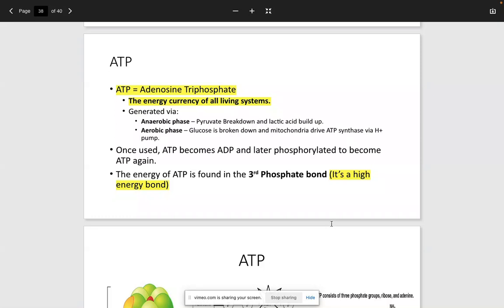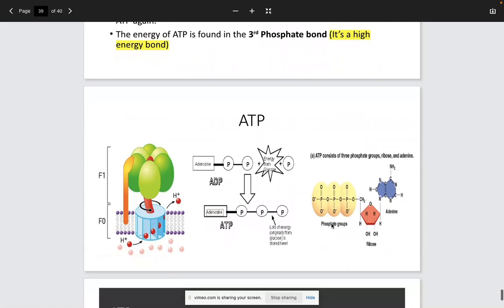ATP stands for adenosine triphosphate. It's this third phosphate bond that is broken that is responsible for providing all of this energy. Once that phosphate bond is broken, it becomes ADP, and then later it gets phosphorylated again. This is a picture showing what ATP kind of looks like. This is adenosine. This is just a simplistic version, right?